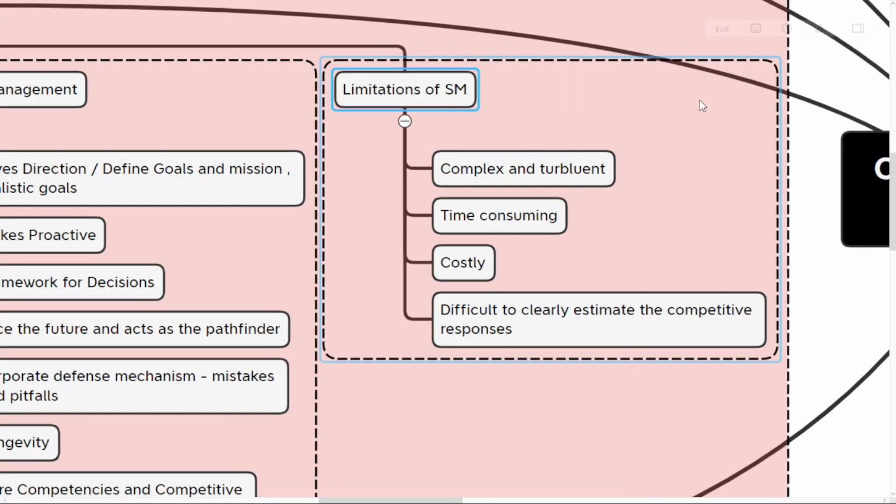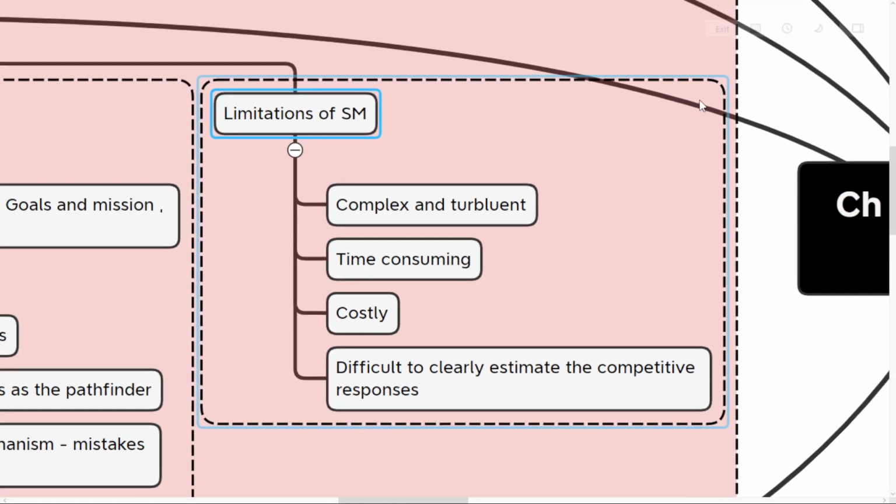Limitations of strategic management: complex and turbulent, time consuming, costly, and difficult to clearly estimate the competitive responses. The environment is highly turbulent and complex. It is difficult to understand the complex environment and exactly pinpoint how it will shape in future. Thus, relying on a business strategy blindly could go absolutely wrong if the environment is turbulent.